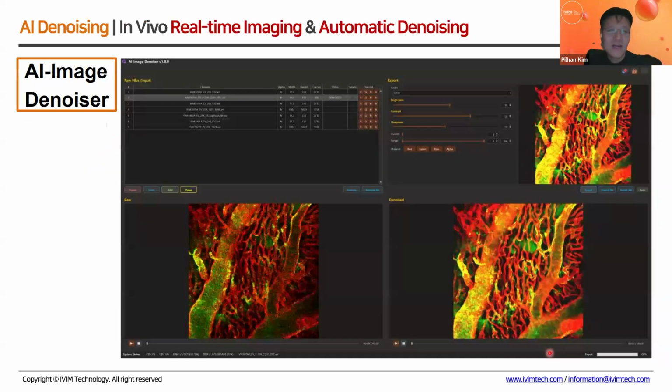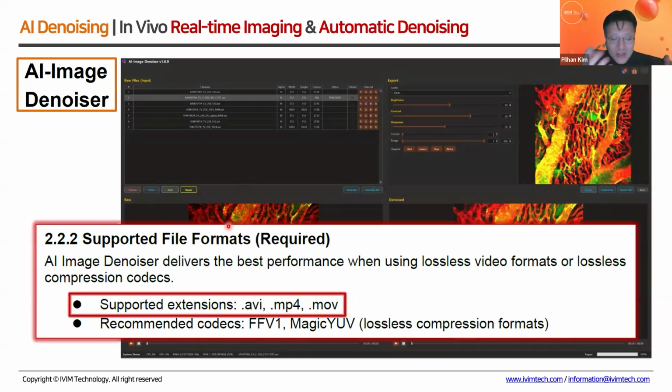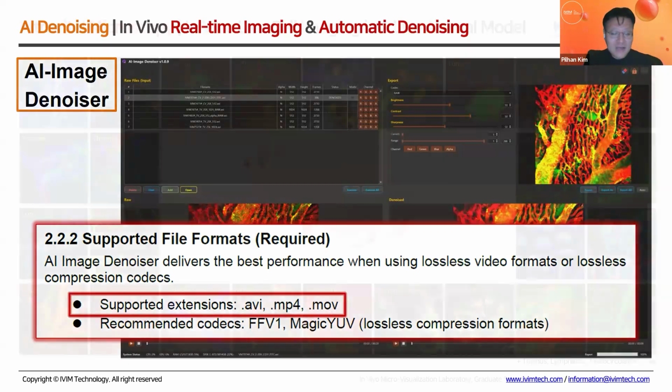Okay. All right, and this AI denoising algorithm is already released, and this is a fully automatic software. So what you have to do is just upload your videos and press a single button. After some time, you will get your denoised videos. And this software supports all these different video formats. So if you have some noisy video you want to try to denoise, then you can easily ask us to try this software. All right.